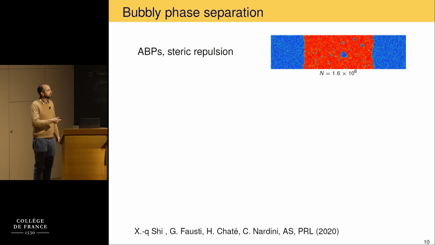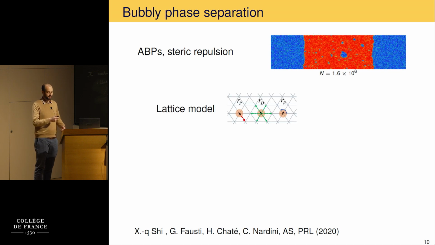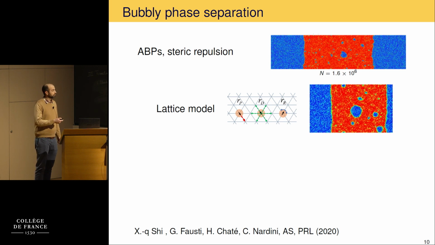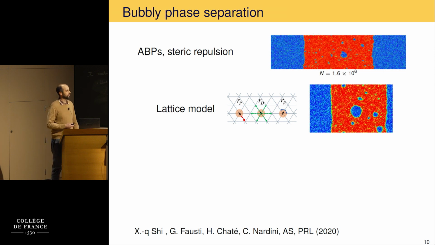But still, to study this bubbly phase separation, we chose to consider instead a lattice model that is easier numerically, but that has the same ingredients, self-propulsion and rotational diffusion and some isotropic diffusion. And you see the same thing, but just more clearly. And it's easier to compute many things in this phase-separated state.